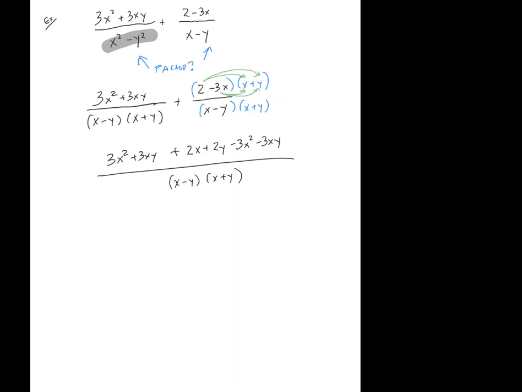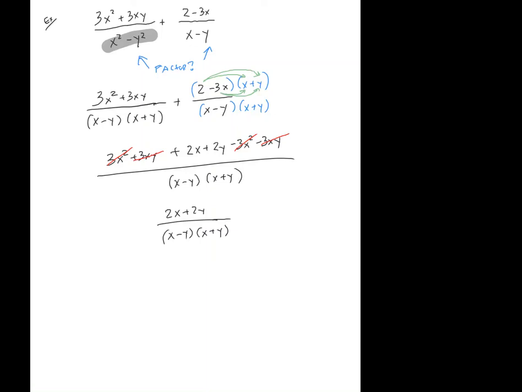Now from there it should be pretty easy. Just simplify the top. Notice I got 3x squared, that's positive, and negative 3x squared, that's negative, so I'm canceling that out. I got a positive 3xy and a negative 3xy, cancel that out. And then you got 2x plus 2y over x minus y times x plus y.